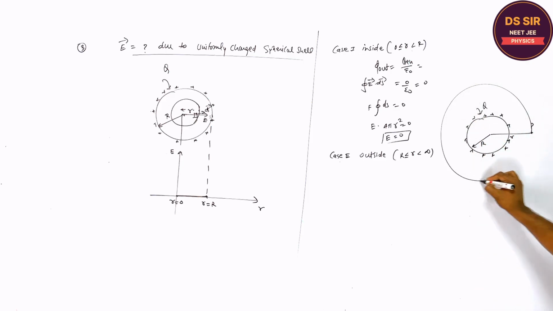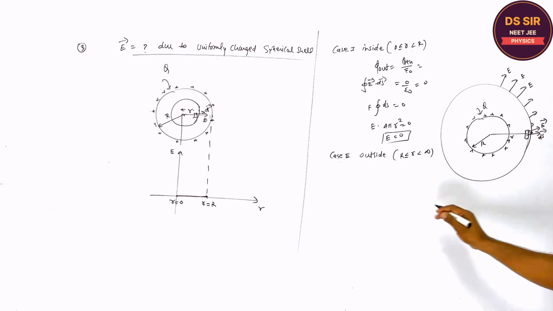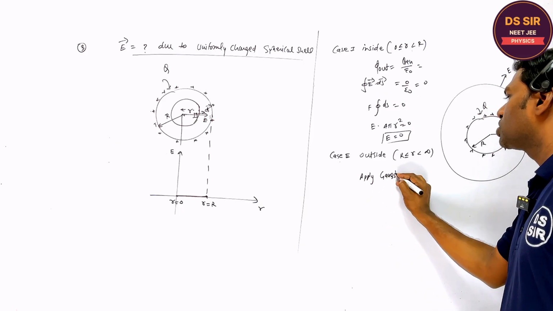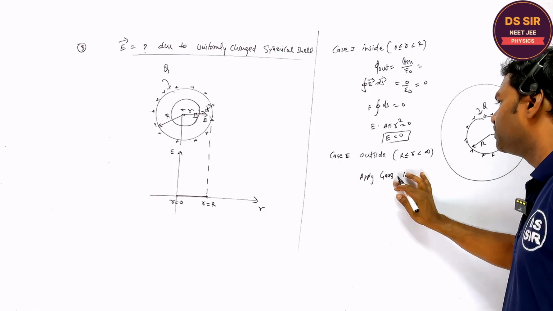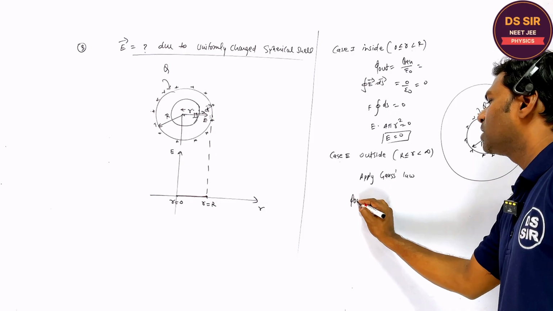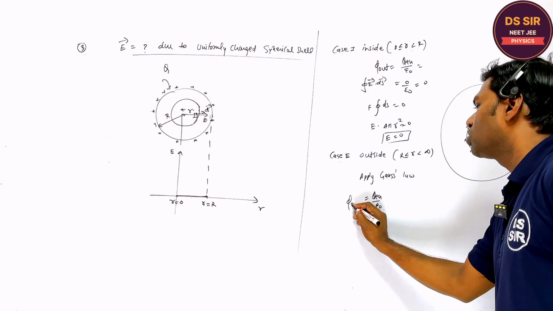So what will you do? You will assume this is the Gaussian surface, the spherical Gaussian surface, right? Here the electric field at this point, because this is symmetric, the magnitude is E, although the vector will be different. So you will assume this is the ds vector, this is the E vector, right? So you will apply Gauss's law. What is Gauss's law? The net outward flux is equal to charge enclosed divided by epsilon naught. Is it clear or not, you tell?